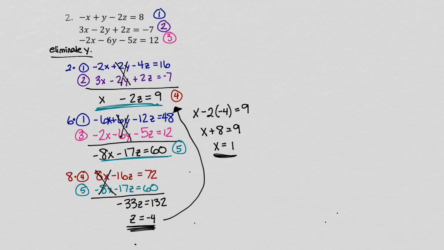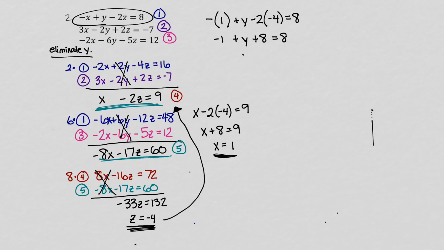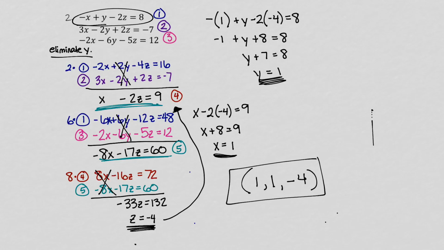So now I have z, I have x. Plug it into one of the original equations. I'll just pick the top one, and then we solve for y. So I have negative, what we said x was, plus y minus 2 times whatever z is, and we said it was negative 4, equals 8. So I have negative 1 plus y plus 8 equals 8. So I have y plus 7 equals 8. I have y equals 1. And then we write our final answer, x, comma, y, comma, z. So we have 1, comma, 1, comma, negative 4.